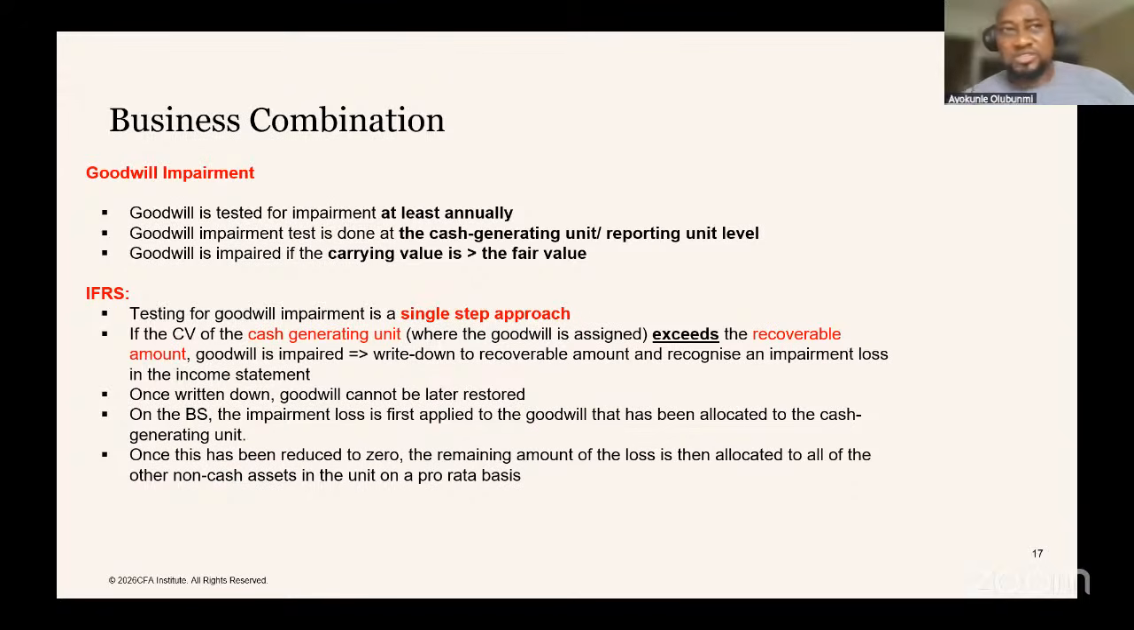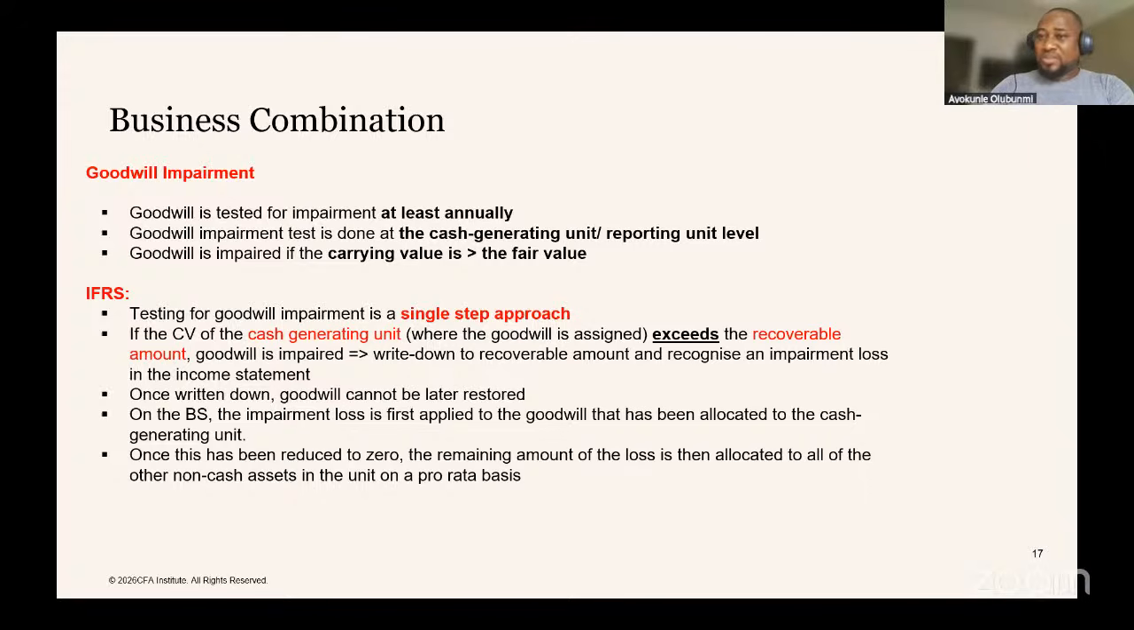And how do we treat it? So whatever you have as that write down, that loss, we use it to write down the goodwill. And oftentimes it's possible that the difference between the carrying value of the cash generating unit and the recoverable amount might even be higher than the goodwill. So for instance, assuming that the goodwill is 300,000, the difference between the carrying value and the recoverable amount can be up to 500,000, right? And then what you have as goodwill is 300,000.